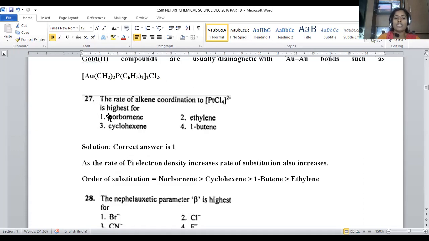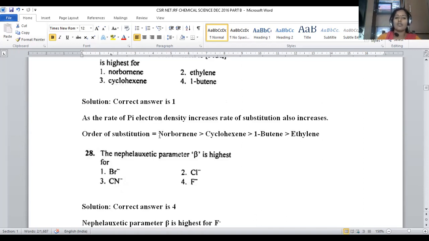And the next question, number 27: the rate of alkene coordination to PtCl4 2- is highest for. So PtCl4 2- is given. This is a platinum complex. Whenever it is treated with an alkene, formation of Zeise's salt is possible, right? So in this regard, which alkene reacts to the maximum extent, what will be the rate of the reaction? In order to predict the rate of reaction, the ligand with high pi electron density gives a greater extent of bonding between the metal and the olefinic double bond.